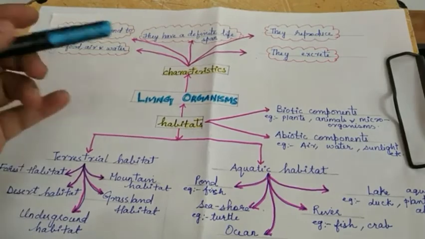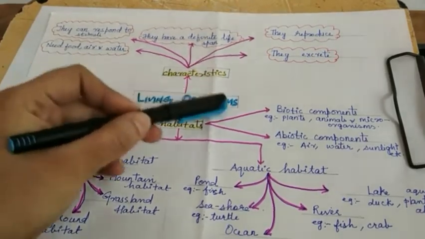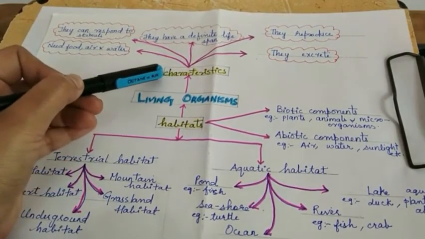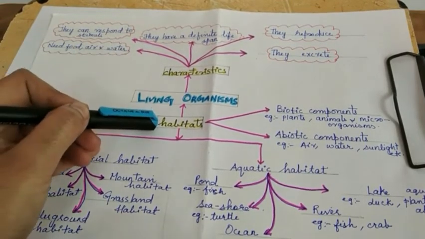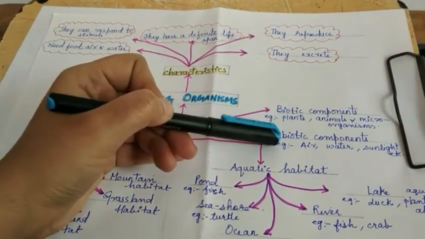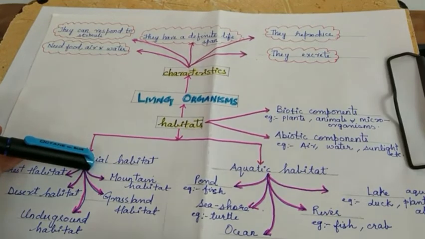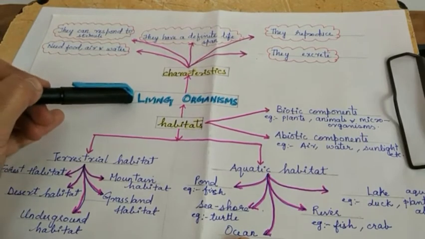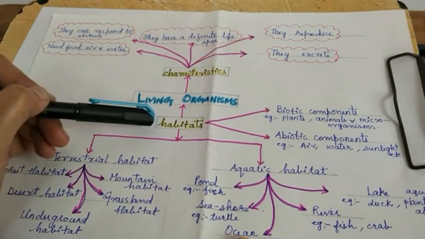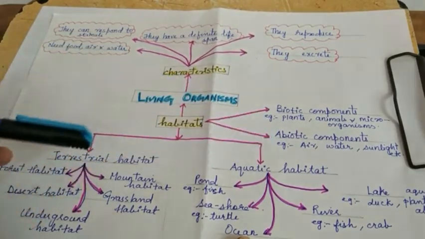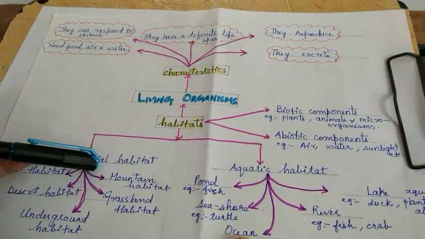This flowchart is basically about all living organisms, their characteristics, their habitat, different components of habitats and two types of habitats. So I have talked about three things here: living organisms and their characteristics, habitat, components of habitats, and two types of habitat. Now let us look into it one by one.